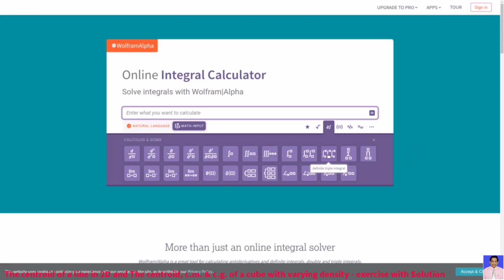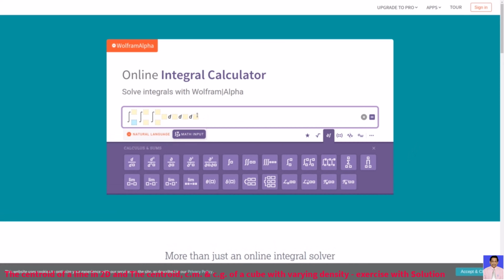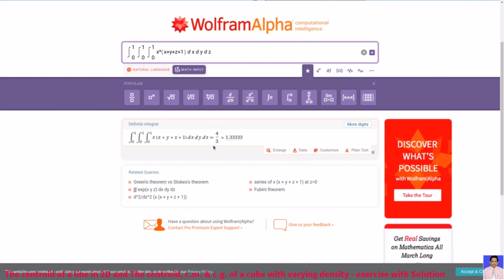Here you have your definite triple integral, and then you will have these fields to fill in. I'm going to have dx, dy, and dz. For dx, I will have 0 here and 1 here, and the same thing for y and for z. Then here I will write x times, and this is my density. Now I will press here, and there you go.